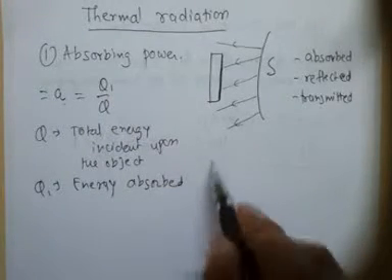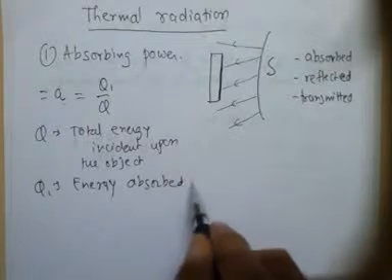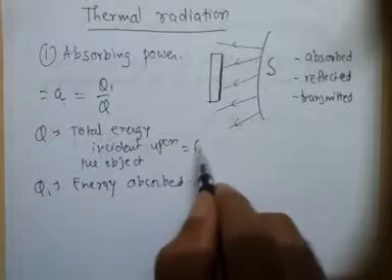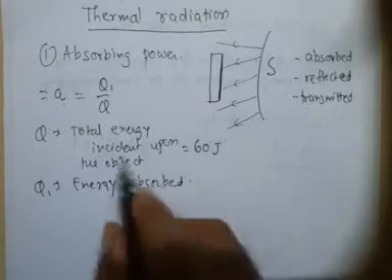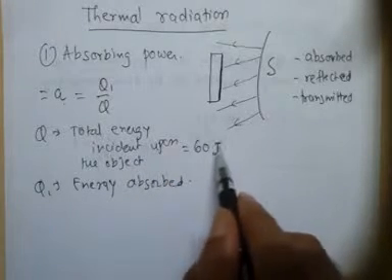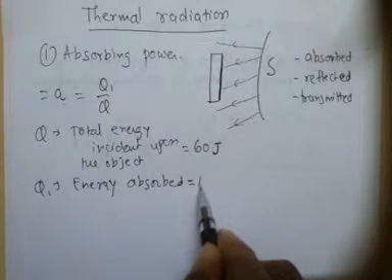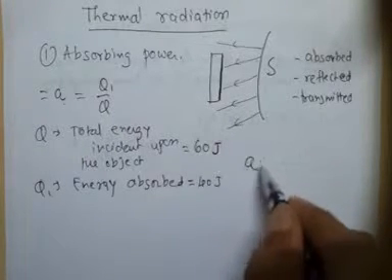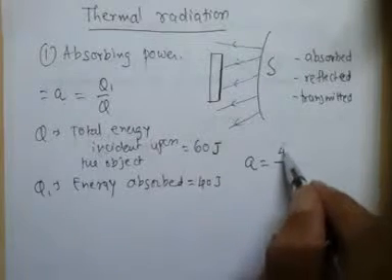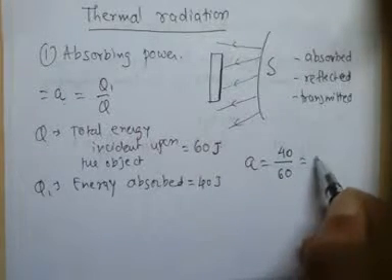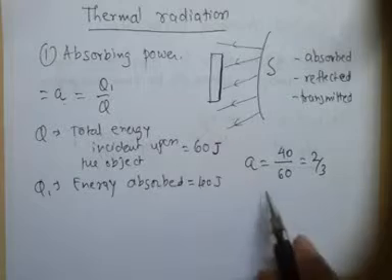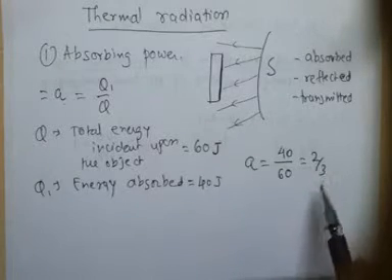Let us take some values. Let us say total energy incident is, for example, 60 joules, because it's radiant energy. And energy absorbed, let us say, I'm just taking random values, 40 joules. So A will turn out to be 40 upon 60, so that'll get a value of 2 by 3. So the absorbing power is 2 by 3.